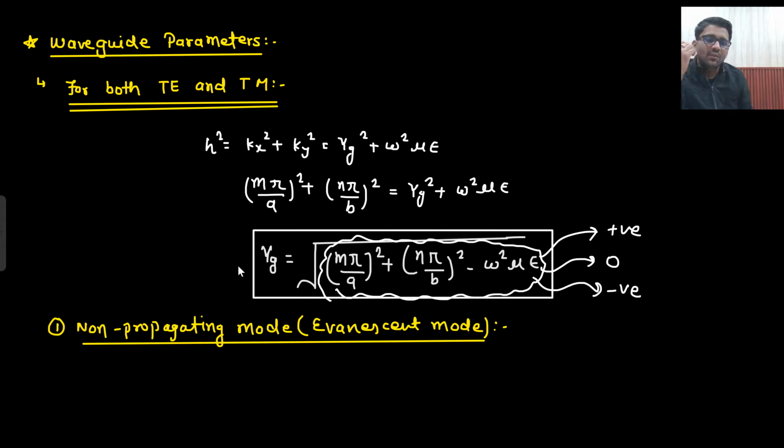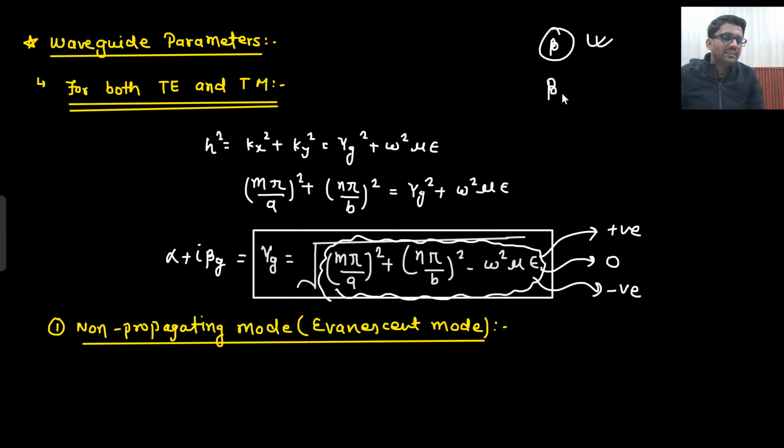Now let me know one thing, what is gamma g equal to? Gamma is equal to alpha plus j beta g. Why am I writing beta g? Beta g means guided phase constant. That means beta is our phase constant of uniform plane wave, that if our wave was propagating in open space, then that would be our beta.